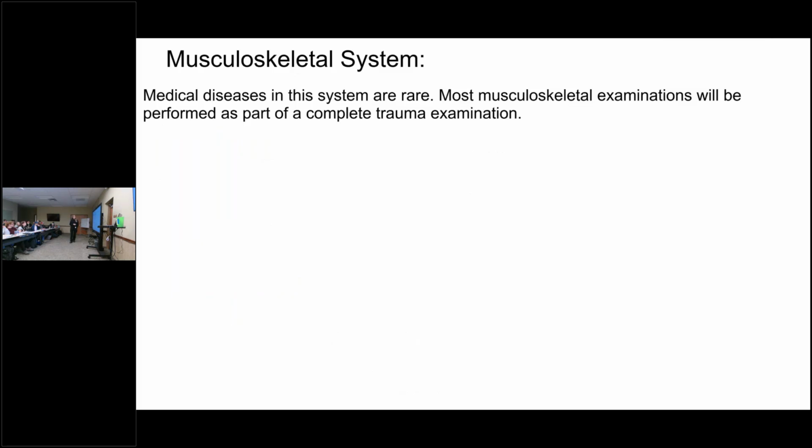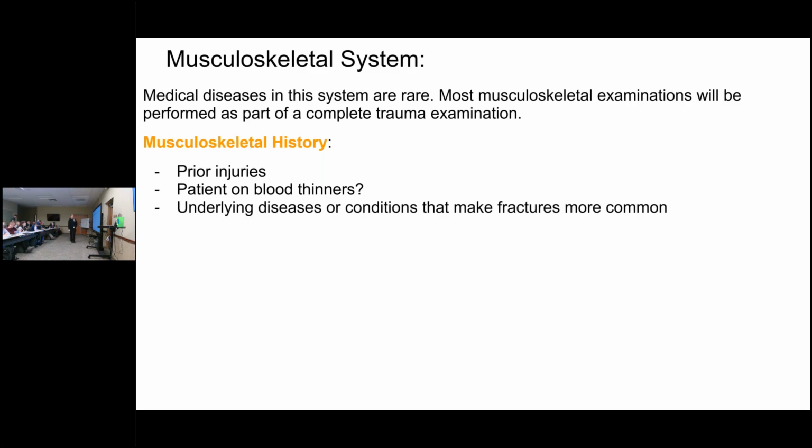Okay, musculoskeletal system. We're getting close to the end. Y'all are doing great. Medical diseases in this system are rare. Most musculoskeletal examinations will be performed when there's trauma, right? So typically medical is not musculoskeletal related. But in the history, we want to ask about prior injuries. Is the patient taking blood thinners? Are there underlying diseases or conditions that make fractures more common for them?